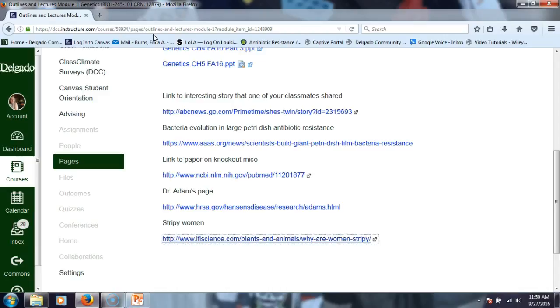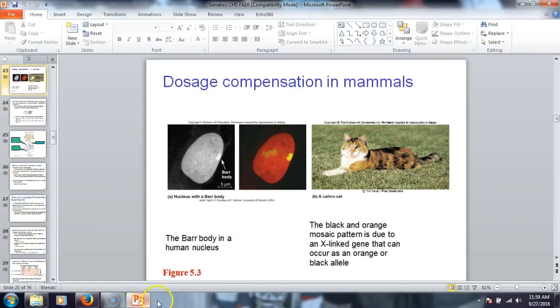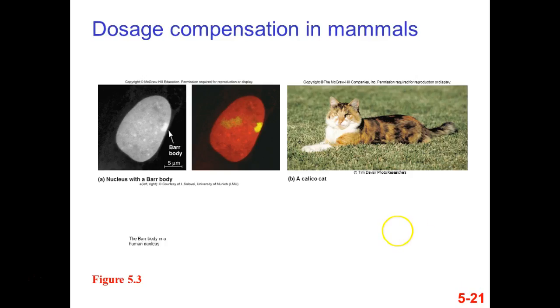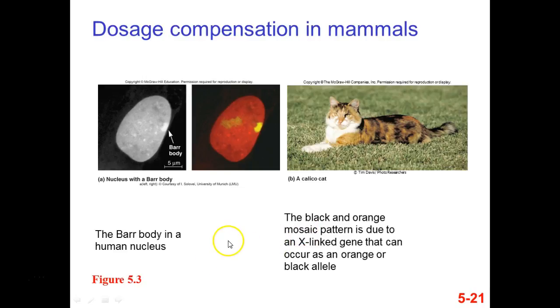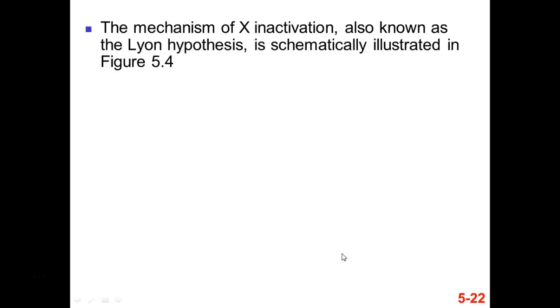They believe for the most part it's pretty random. So there's our cute little Barr body, right? That's because we shut down one of our X's and we condense it so much that it forms this very characteristic structure even within the female somatic cells. That we know as the Barr body, because Barr helped discover it. And of course, the orange and the black is X-linked.